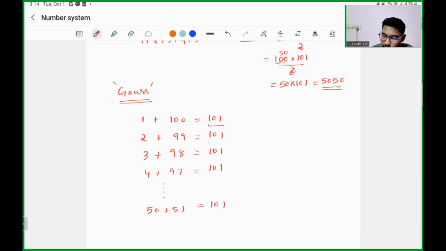So how many 101s will be there? There will be 50 101s. So what Gauss did was, he multiplied 50 into 101. He got 5050. And he showed it to the teacher.